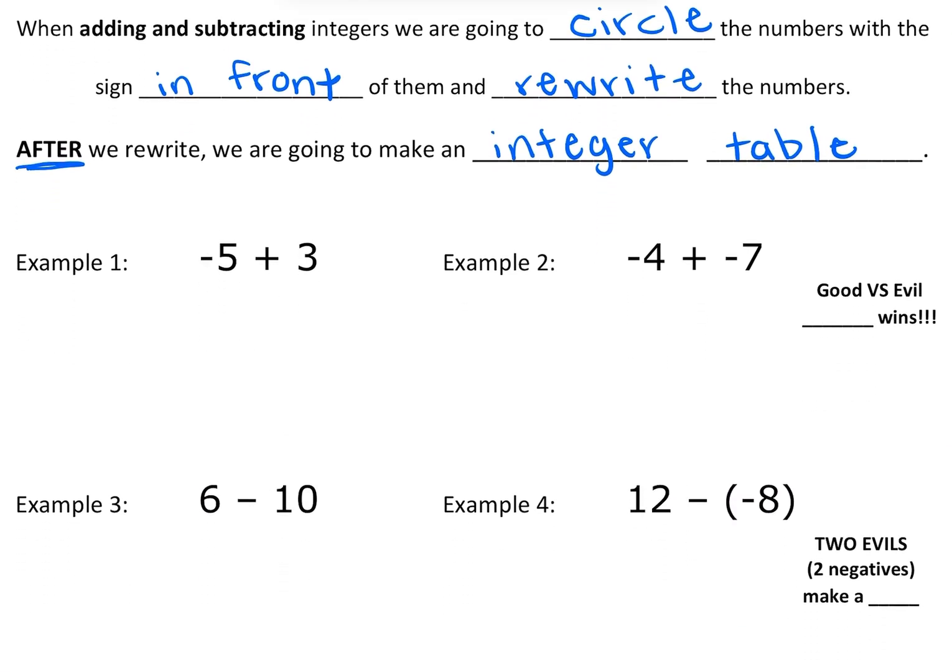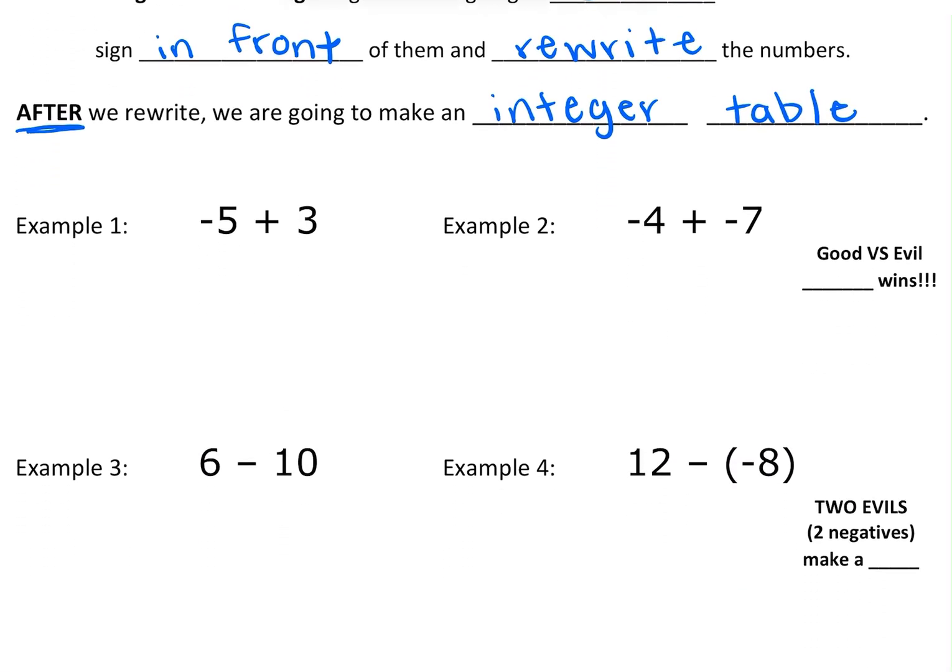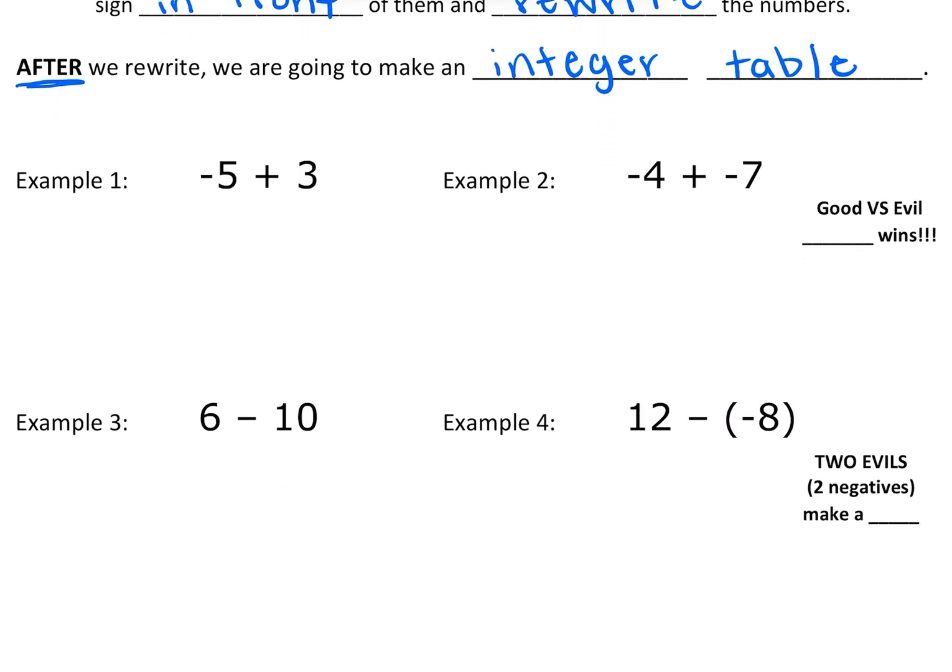So let's look at example number 1. I have -5 plus 3. The first thing we need to notice is, yes, we are adding, and we are adding a negative. We have never done this before. We've done 5 plus 3, but we've never done -5 plus 3. So what we are going to practice is we are going to circle the numbers with the symbol in front.